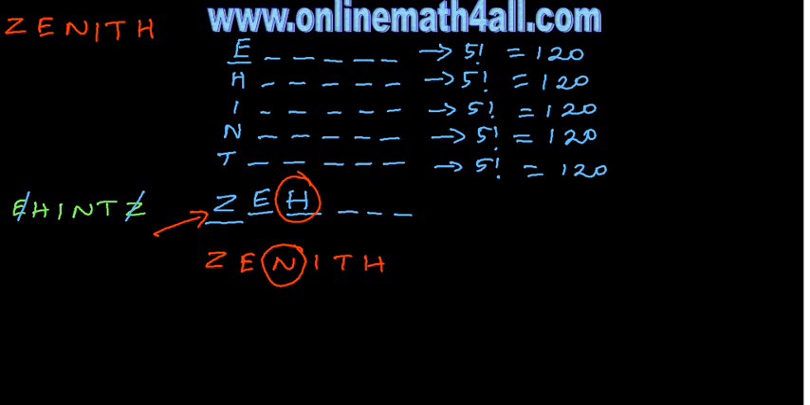N comes after H. I have already told you the dictionary will give meaning for the words in alphabetical order. So the dictionary will give meaning for the words in the order Z, E, H at first, then it will give meaning for the words in the order Z, E, I, because I comes after H, then it will give meaning for the words in the order Z, E, N. So the words in the order Z, E, H will come before the given word zenith.